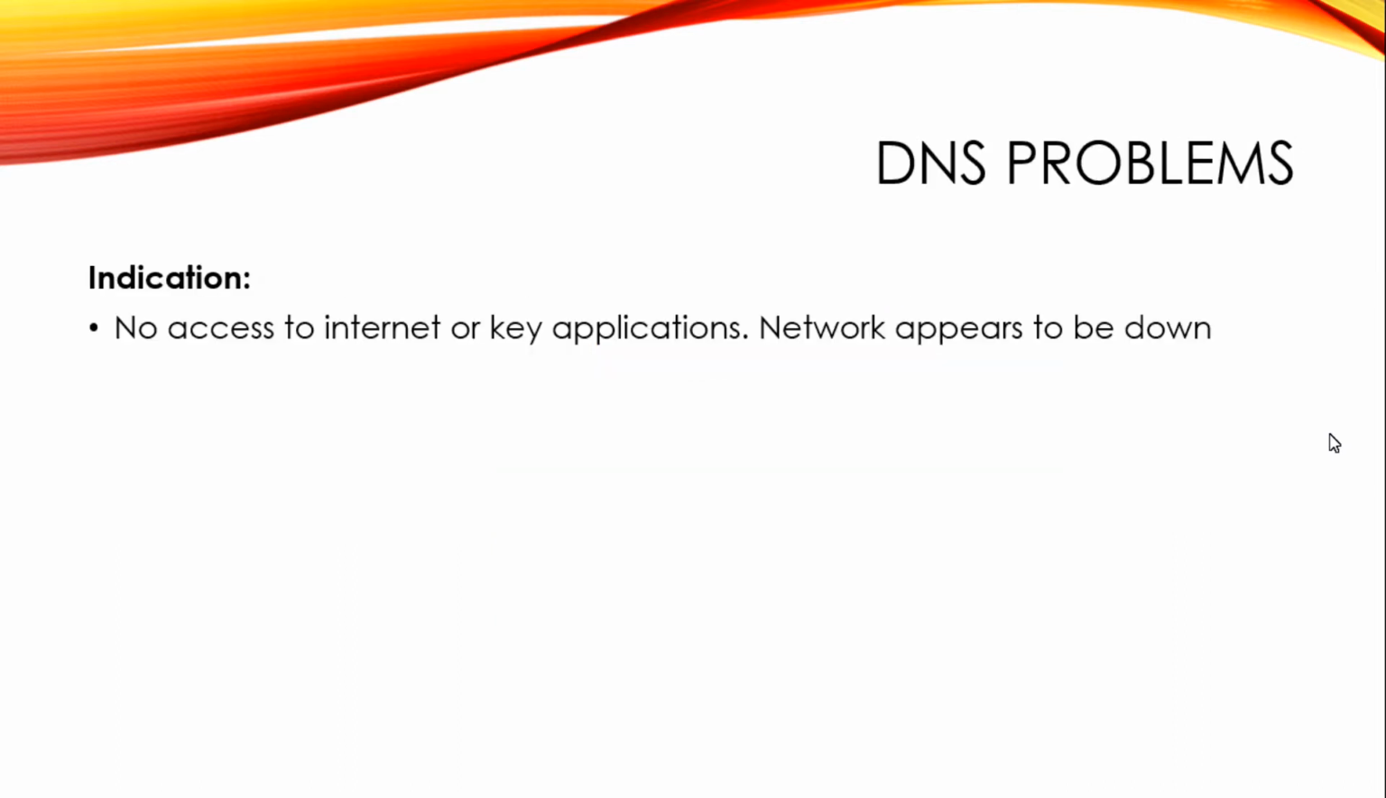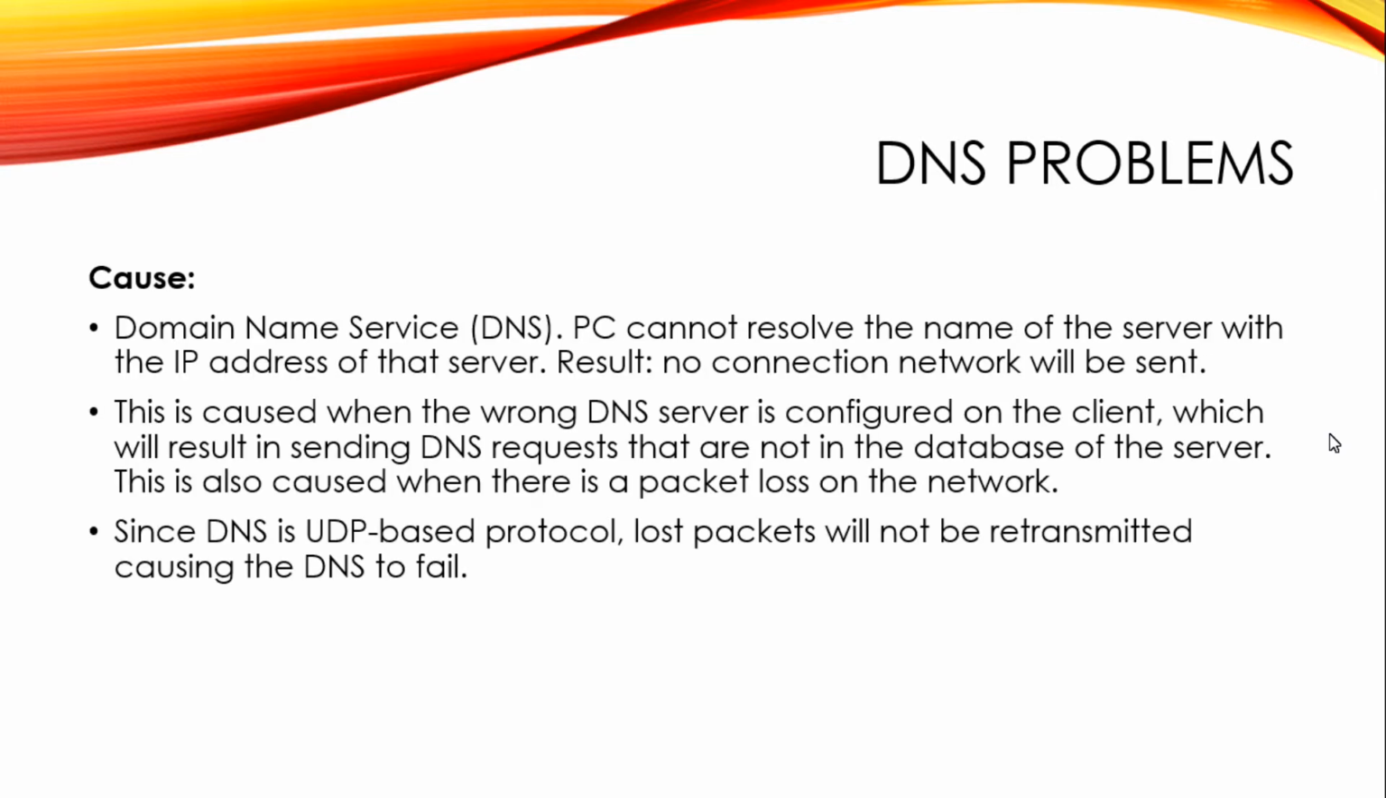So our next will be the DNS problems. The indication that we are having this problem will be that we will not have access to the internet or to key applications. The network will appear to be down. So the cause of this problem is that the PC cannot resolve the name of the server with the IP address of that server, our domain name service. So the result, there will be no network connection.